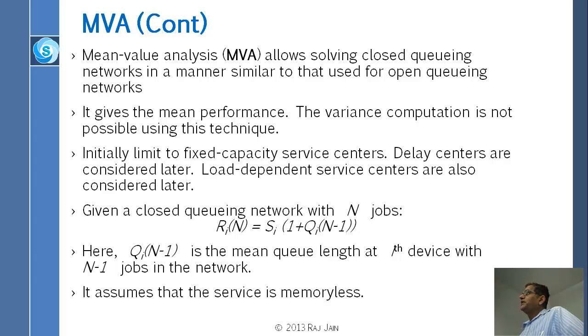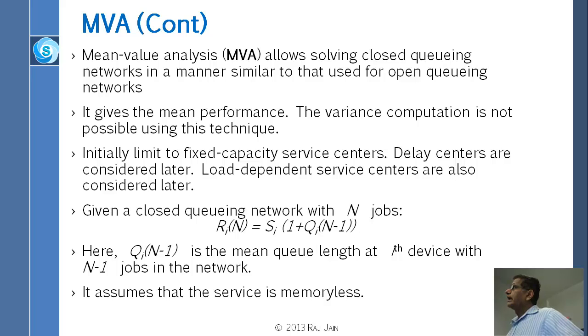But it gives only the mean performance. So that's why it's called mean value analysis. It does not give you the variance. It does not give you the distributions. It just gives you the mean performance. And it is limited to fixed capacity centers. Delay centers can be used later, and load dependent services can be considered later. We will just do this for the fixed capacity center.